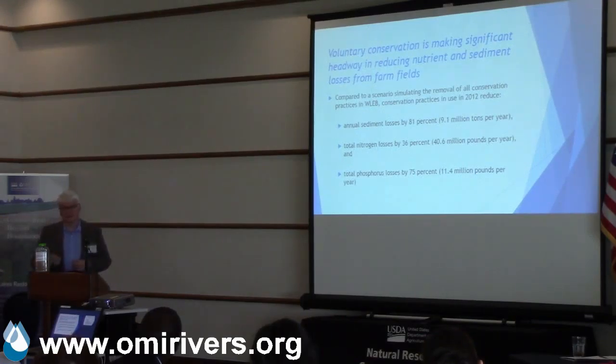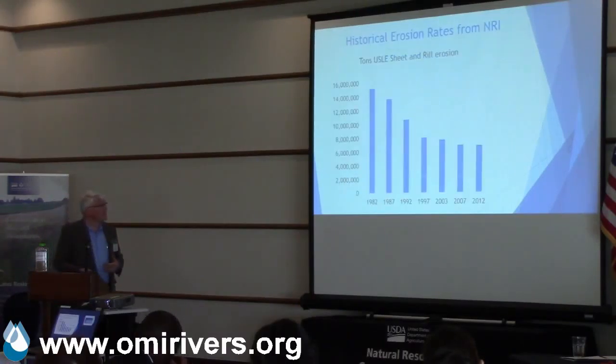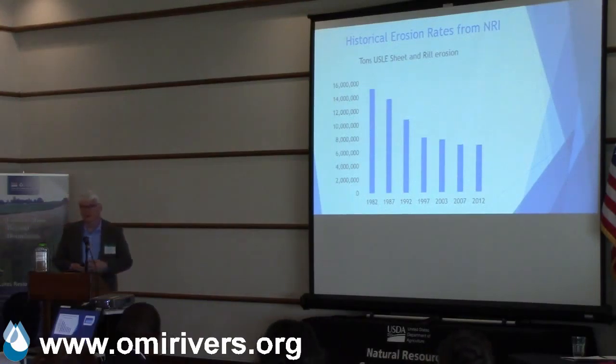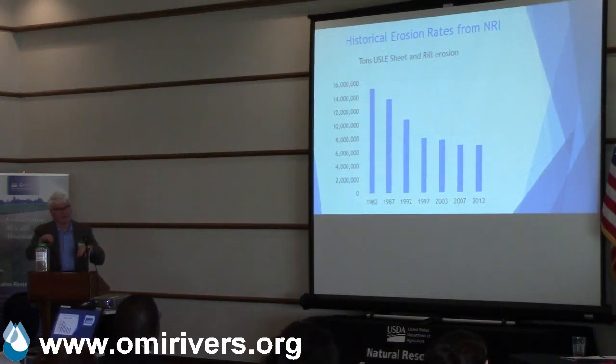And so the trick is, what does this information tell us about how to go forward to do more? Some more kind of supporting this voluntary notion. I talked about the NRI. If you simply grab their data since 1982 when the system started, look at those erosion rates, it's around 15 to 16 million tons of sheet and rill erosion there, and not what's coming out of the gullies, but just the sheet erosion out there.